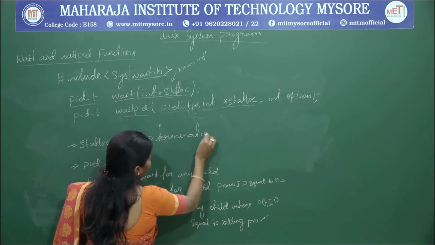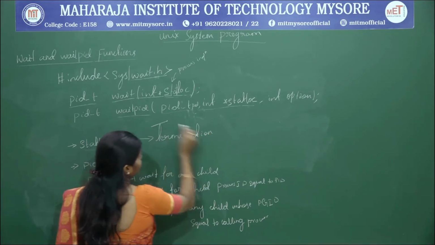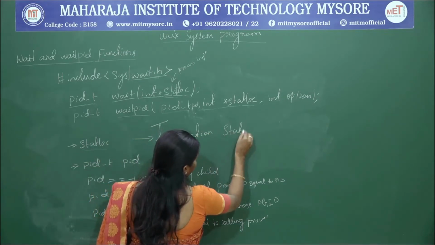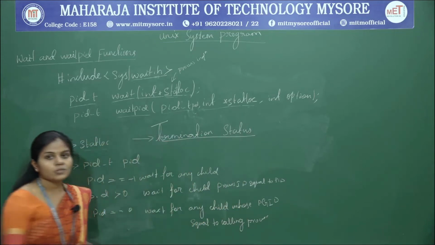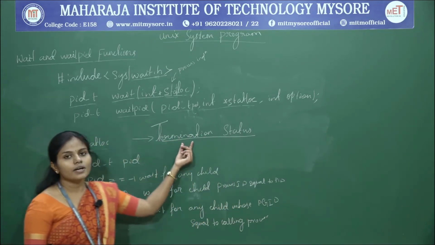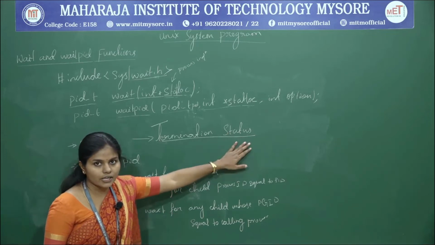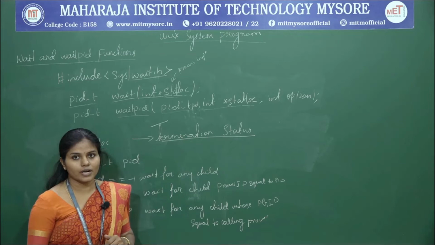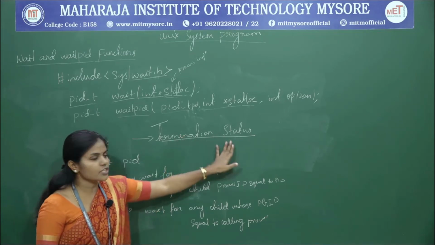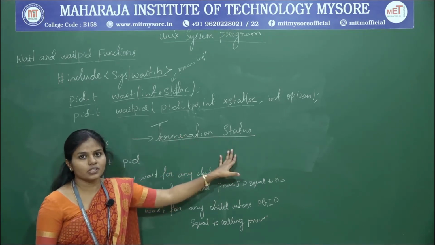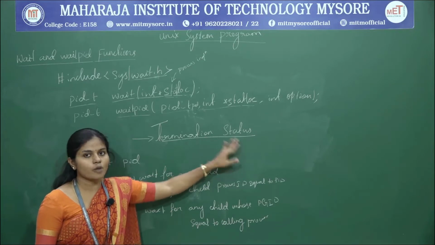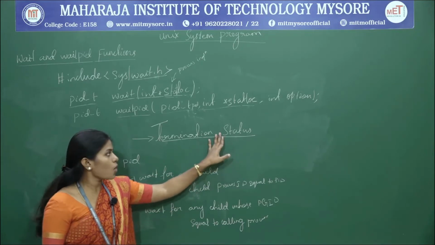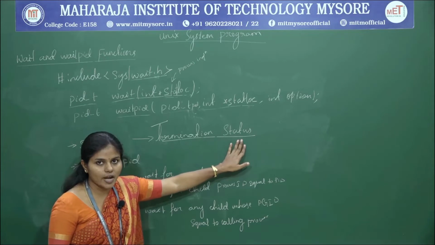Termination status, right? All the processes are going to return the termination status. This status can be an integer value, so it will be successful or unsuccessful. That is, the termination can be normal or abnormal. So now it is going to return the status.